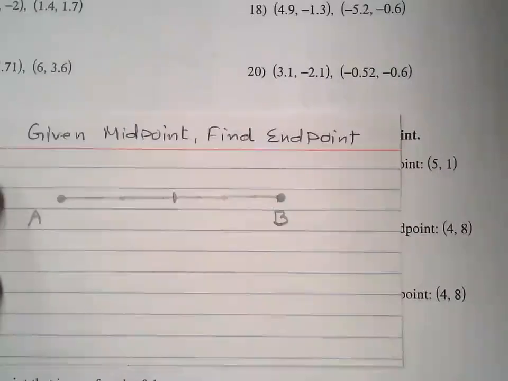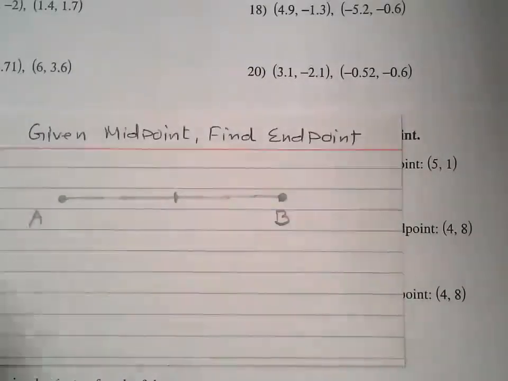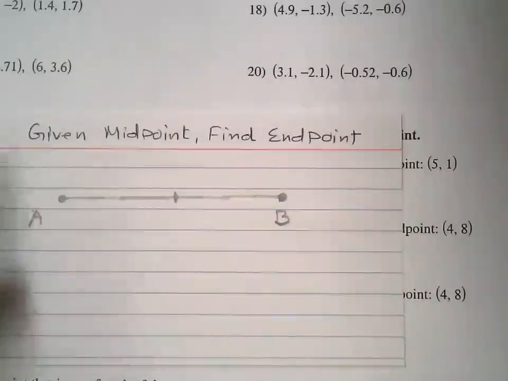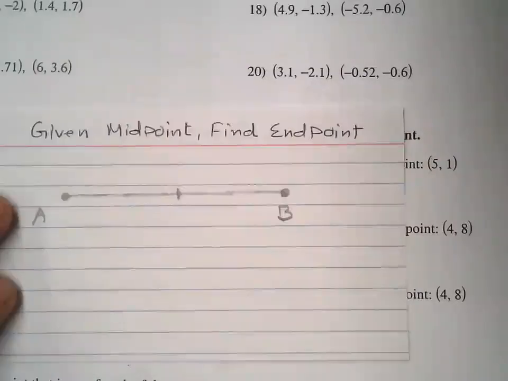You already learned how to find the midpoint. We talked about it: when you have two endpoints, you just add them and divide by 2 to get the midpoint, right?